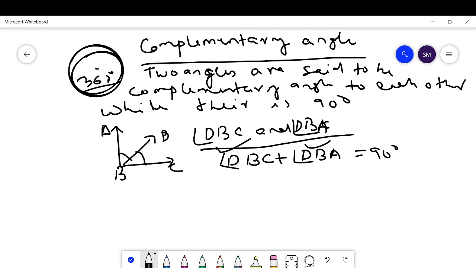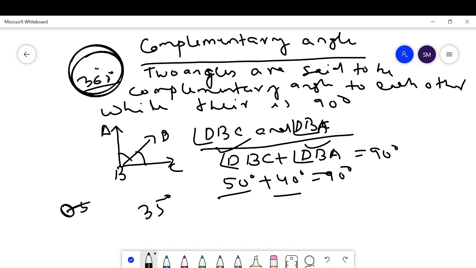Then they are called complementary to each other. Suppose 50 degree plus 40 degree is equal to 90 degree. 50 degree and 40 degree are complementary to each other. What is the complementary pair of 35 degree? Complementary pair of 35 degree is 90 minus 35, which is equal to 55. 55 degree is the complementary pair of 35 degree.